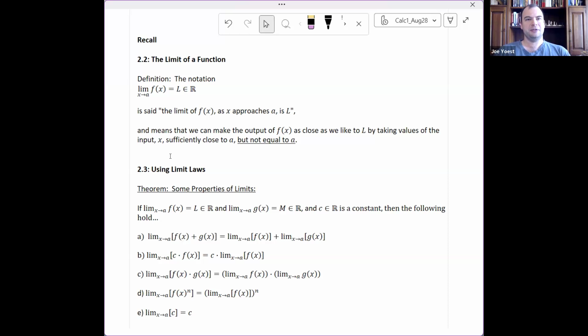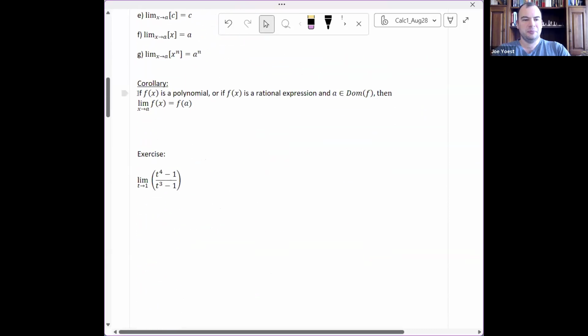So hopefully we had enough counterexamples that we're cautious and we don't just want to go and try the plug-in thing and see what happens. But if f is a polynomial or a rational expression where a is in its domain, then the plug-in operation does work. We can just plug a into the function f, evaluate it, and that's the value of the limit.